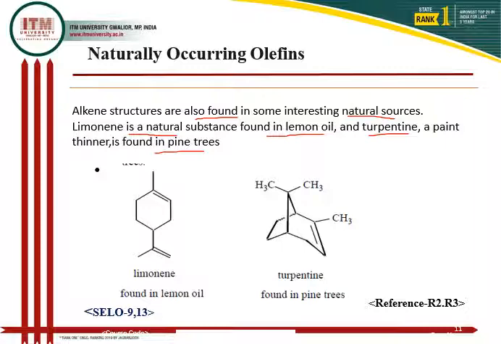Limonene has the alkene structure, the carbon double bond. You are able to see here and here. And the turpentine, this is the structure and you have these alkene carbon double bonds. So that is a paint thinner found in pine trees. We have heard how ethylene and olefins are prepared synthetically, but alkene structures in natural resources are also there.